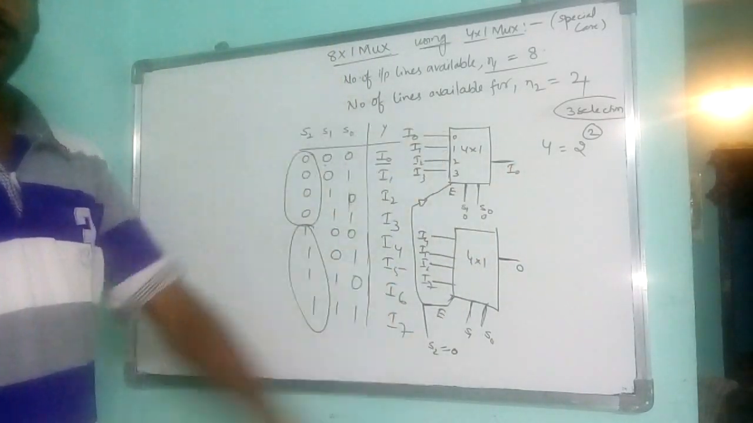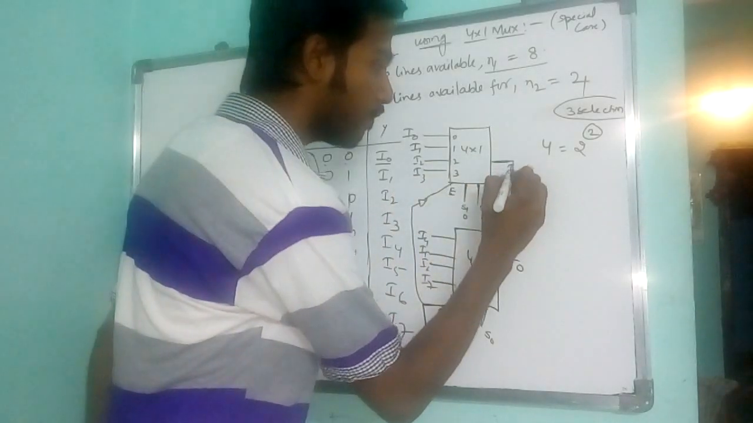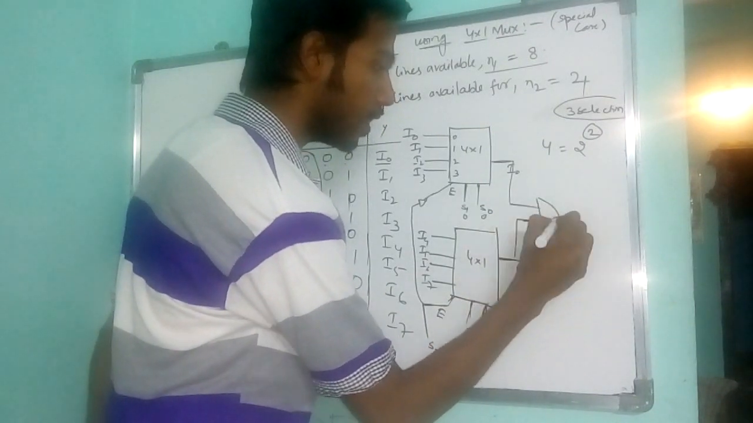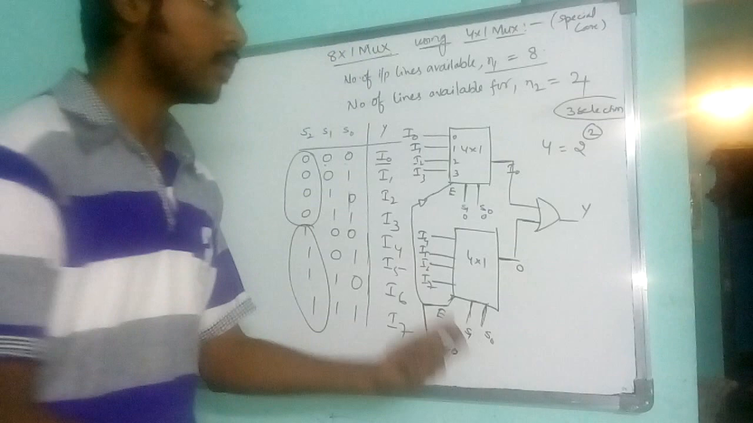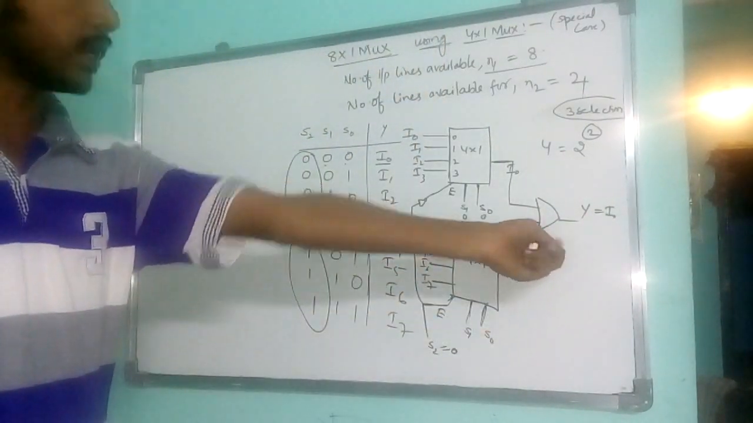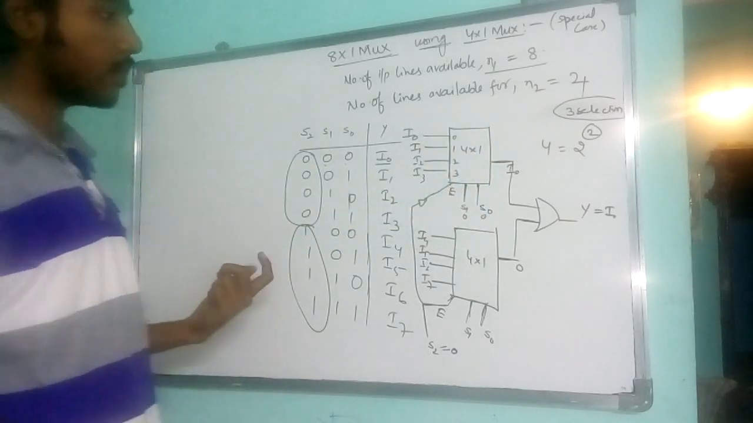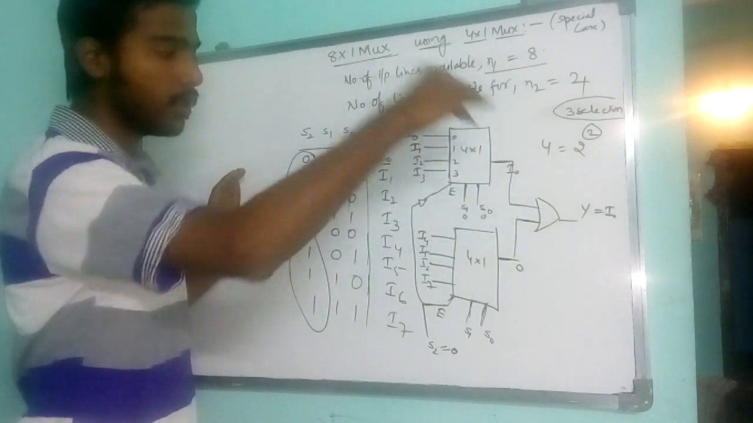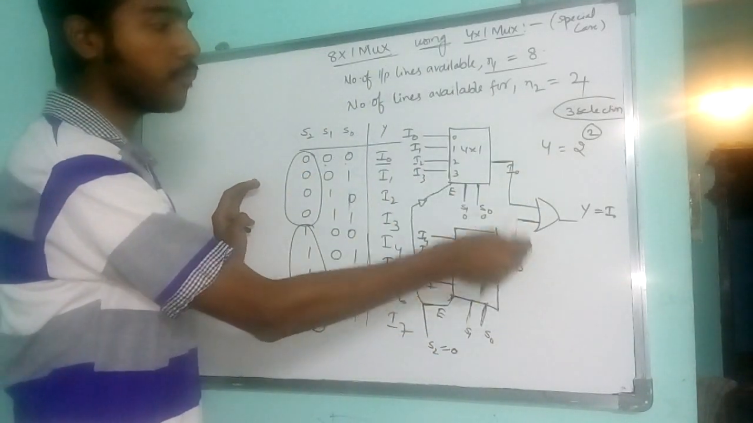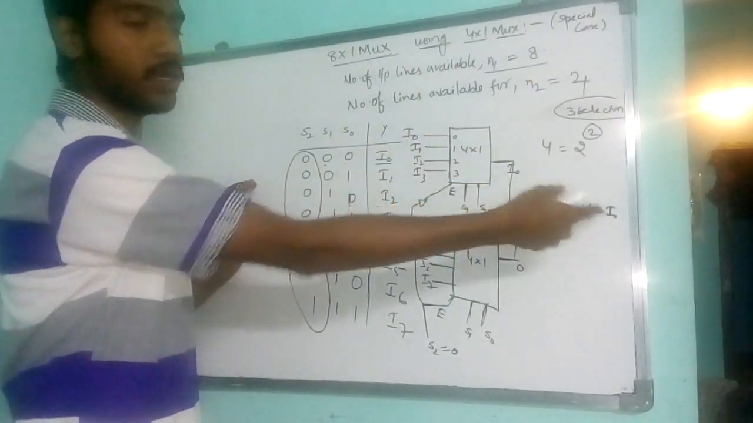But as we're using two muxes, we will get two outputs. So to handle that, we use an OR gate for the output. So now we get the output. Why we're using an OR gate is that it adds both the outputs of the multiplexers. As we already know, for the first 4 selection lines this will be on, for the next 4 selection lines this will be off, and this will be on. So if we add the outputs of both, we get the same result we want from the input side.